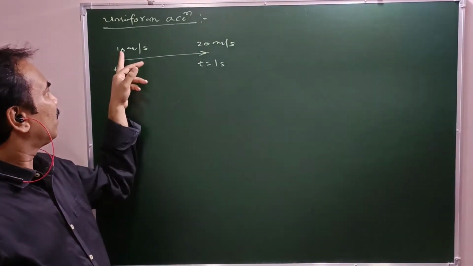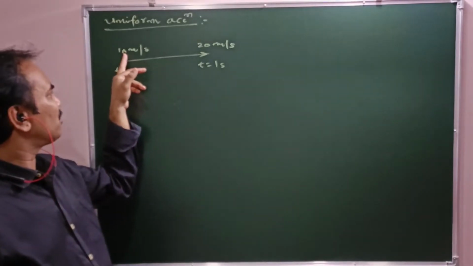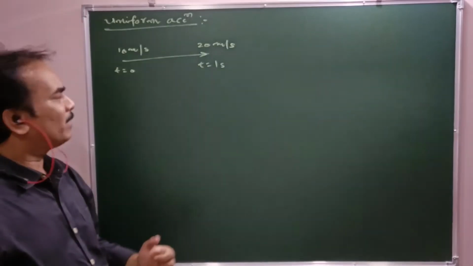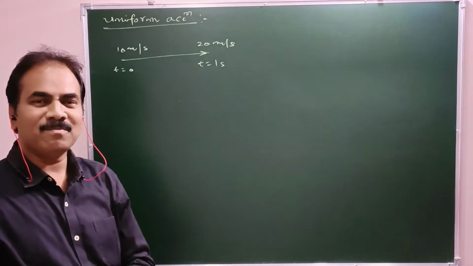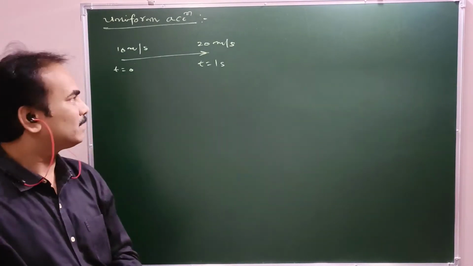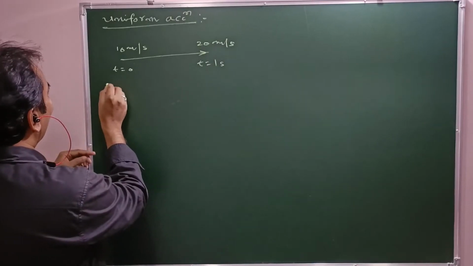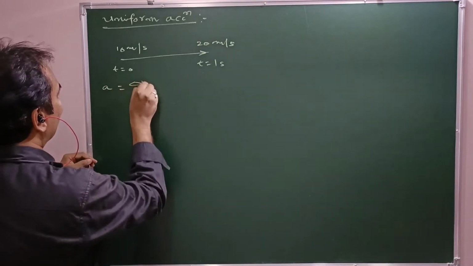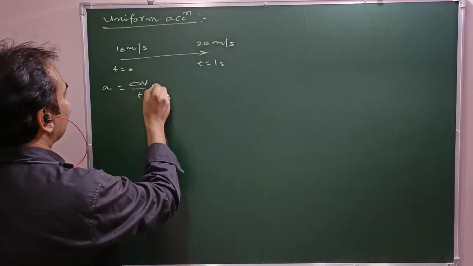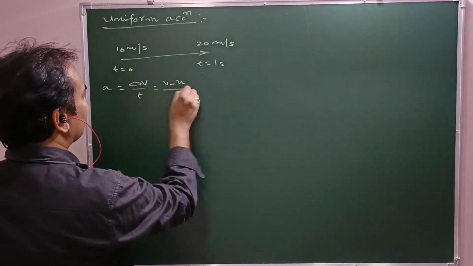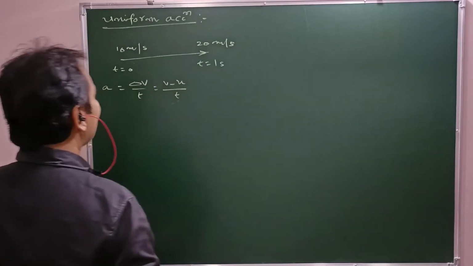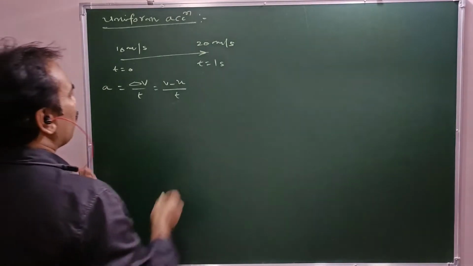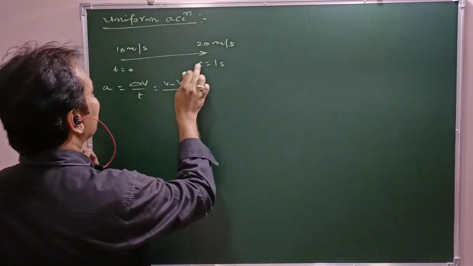Now, what is the magnitude of velocity here? 10, here 20. Means there is some change in velocity, right? Acceleration a equal to delta v by t, right? That is v minus u by t. v minus u by t. Am I right?